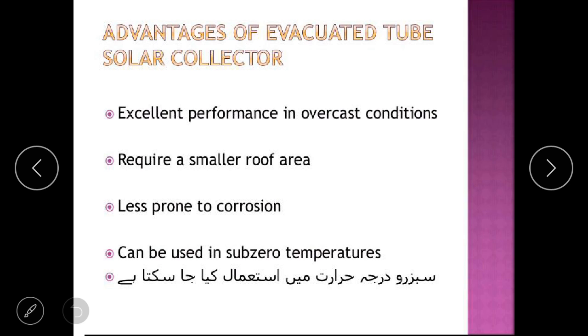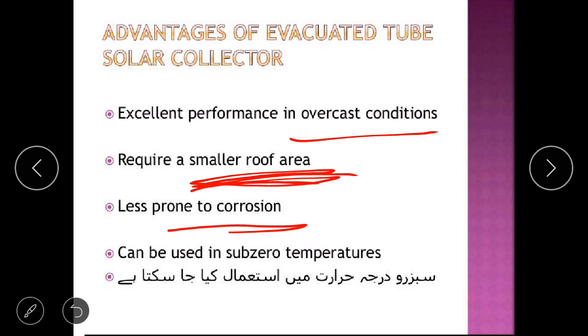Advantages of evacuated tube solar collector. First is excellent performance in overcast conditions. Second, it requires a smaller roof area. I already told you about that. Evacuated tube solar collector is generally used for smaller roof areas and is less prone to corrosion. That is good for us, and it can be used in sub-zero temperature. That is most important for us. It is used for sub-zero temperature also.